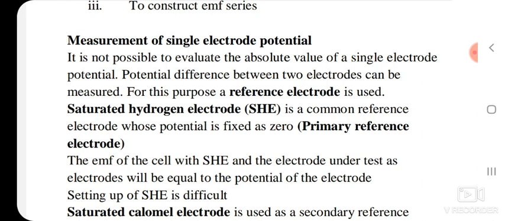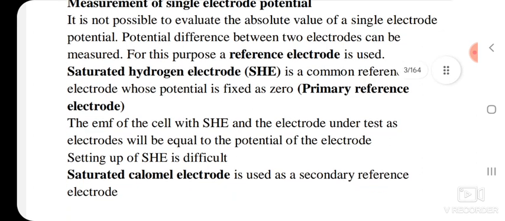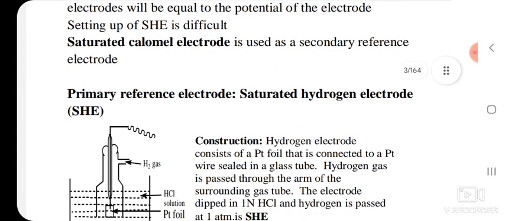For this purpose, a reference electrode is used. Standard hydrogen electrode (SHE) is a common reference electrode whose potential is fixed as 0; it is the primary reference electrode. The EMF of the cell with SHE and the electrode under test as electrodes will be equal to the potential of the electrode. Setting up of SHE is difficult. Saturated calomel electrode is used as a secondary reference electrode.